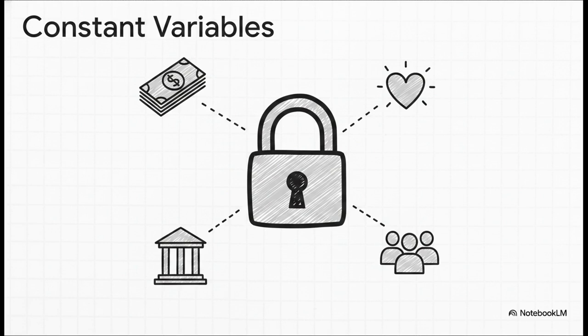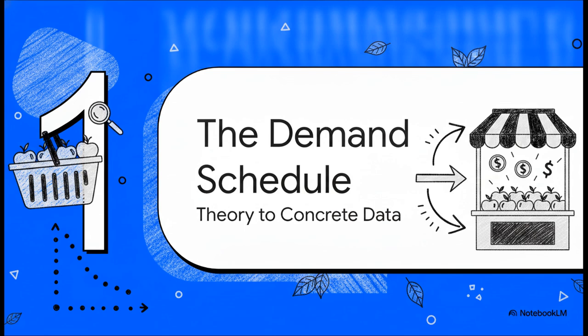Then, consider the broader market dynamics. The prices of related goods, like substitute products, haven't moved at all. The size and composition of the population, totally static. There are no sudden changes in government policies or taxes. And finally, expectations of future prices haven't shifted. People don't think the market is going to suddenly crash tomorrow. Only when all of these variables are completely locked in place can we truly observe the law of demand in action.